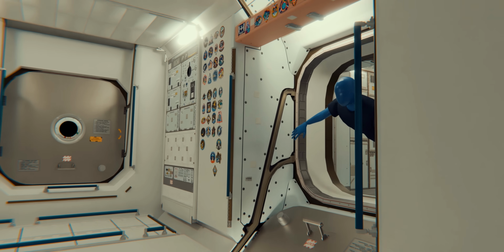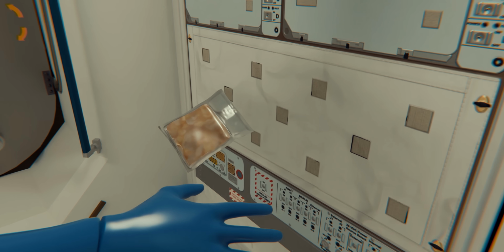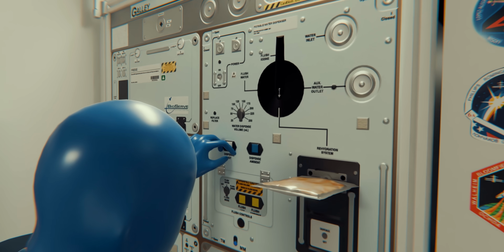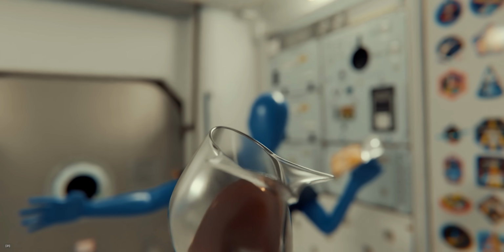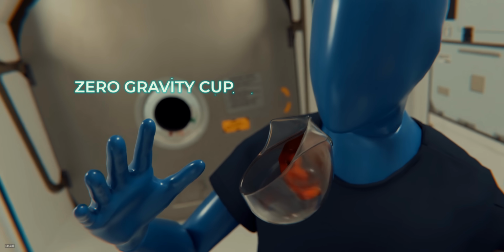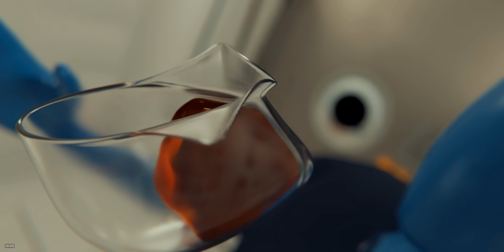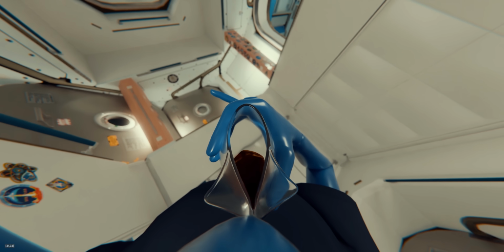But first, breakfast. Mark has no idea how much he'll need it today. Scrambled eggs, rehydrated from a plastic pouch. Coffee is a small miracle though. Mark can actually sip it from a specially designed zero gravity cup. The liquid literally clings to the rim and climbs into his mouth via surface tension.